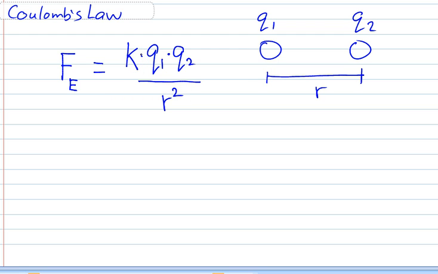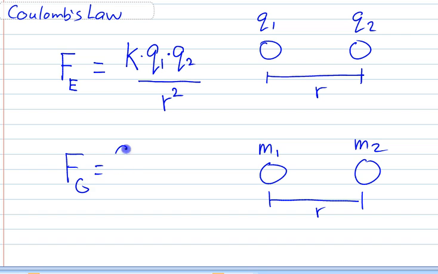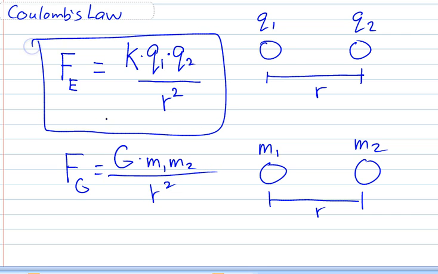Well, now this is looking extremely familiar. When we had two masses, m1 and m2, separated by a distance r, we had the force of gravity was a different constant times the product of the masses divided by r squared. So what we have here is another, what we call, inverse square law. That means that the closer together the charges are, the greater the force, and it scales as 1 over r squared. So it's an inverse square.